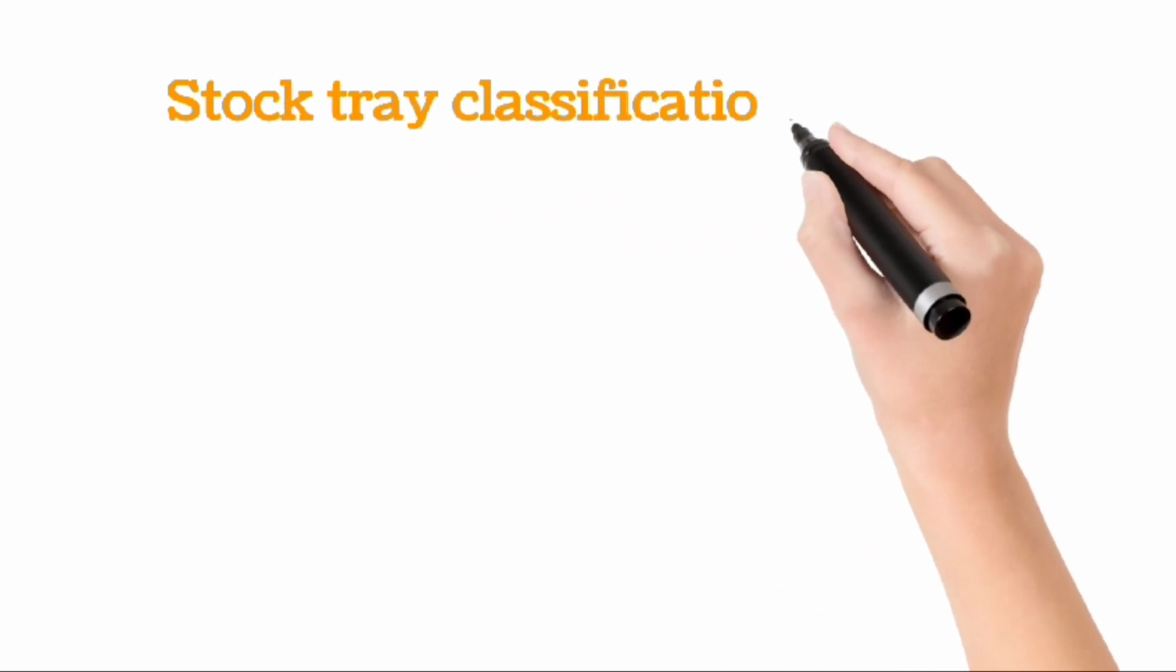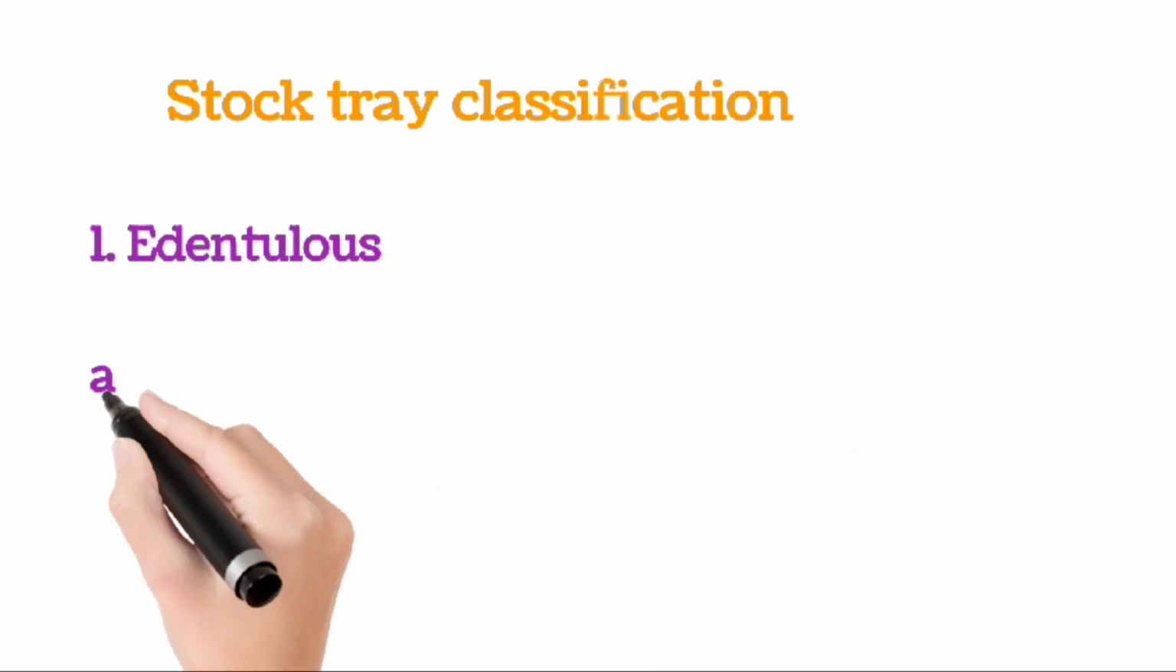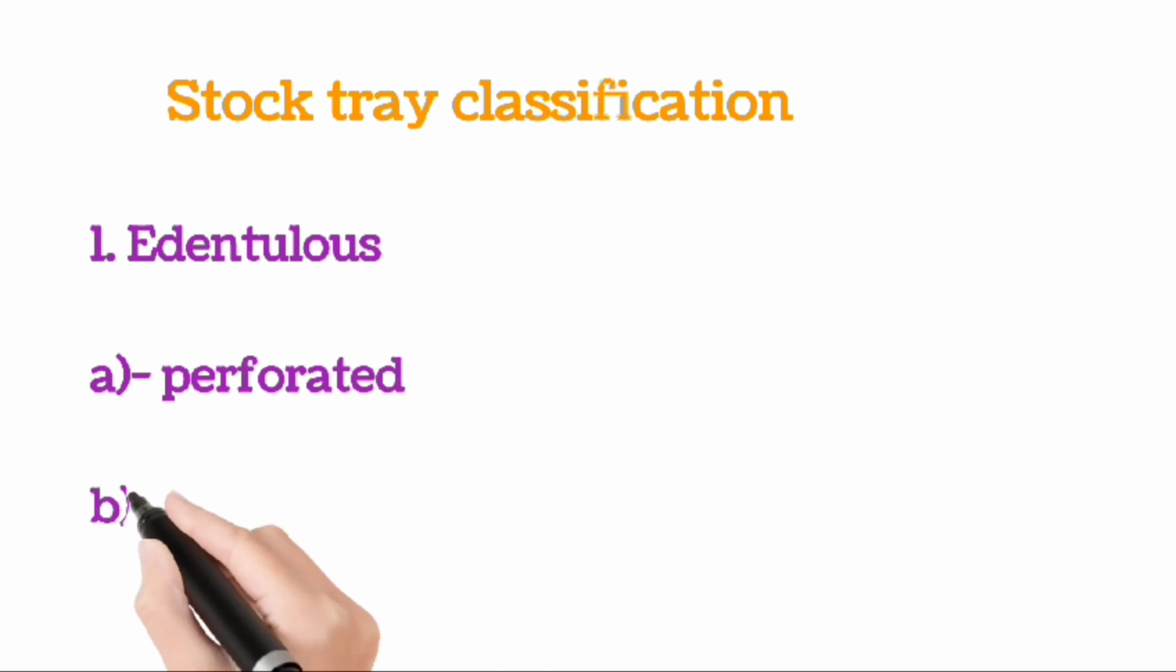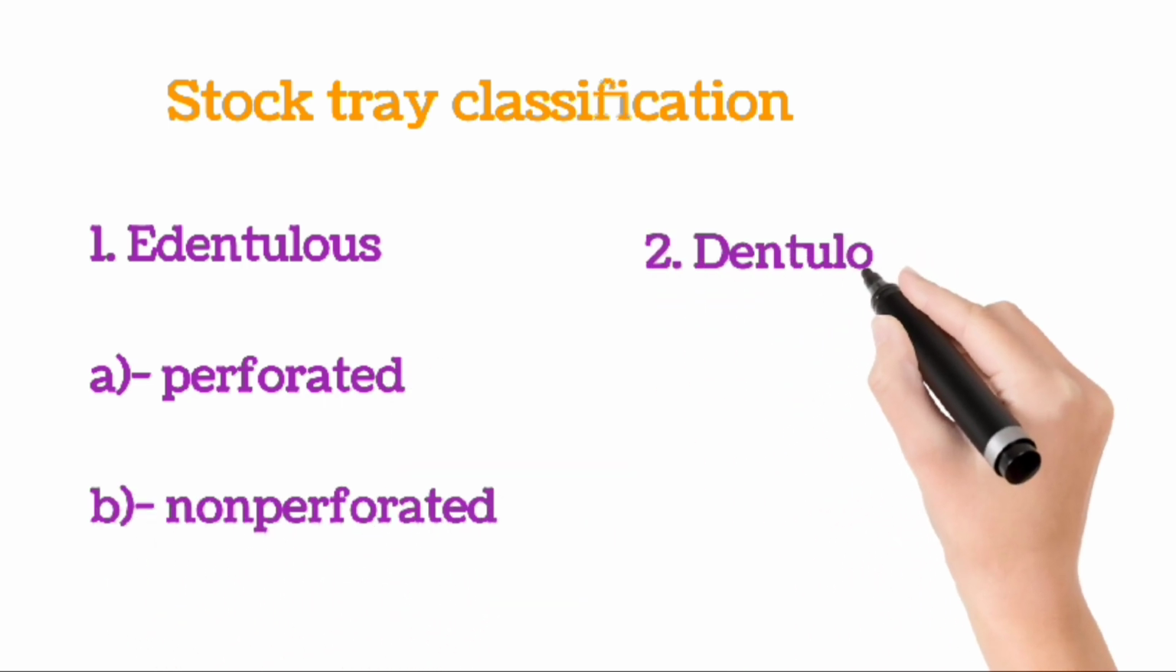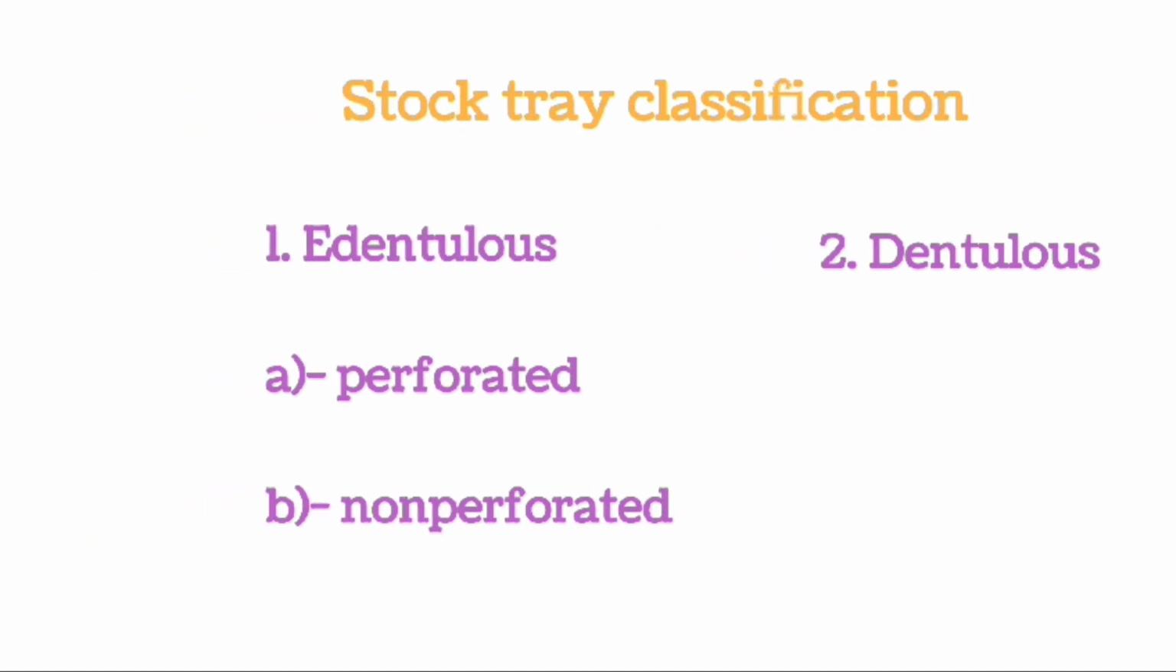Classification of stock tray. It is divided into 2 types. 1. Edentulous. 2. Dentulous. Edentulous tray may be perforated or non-perforated.